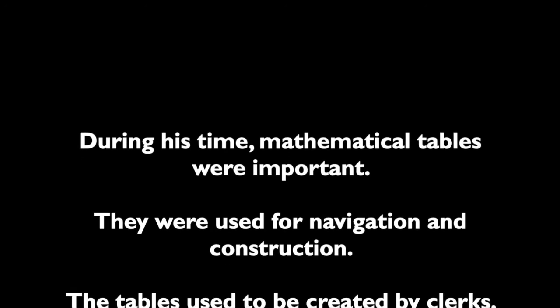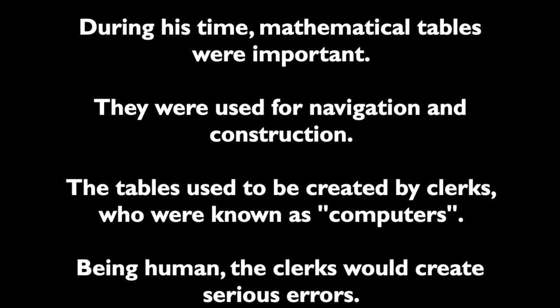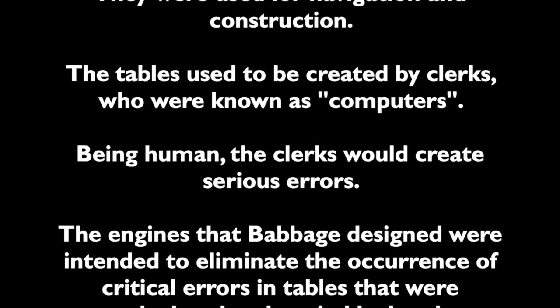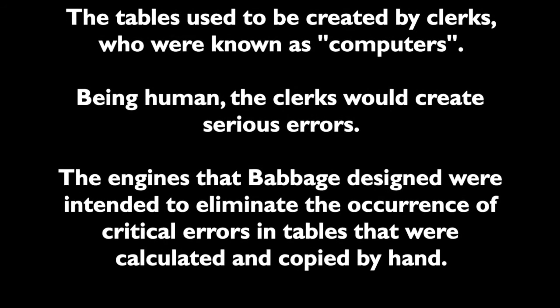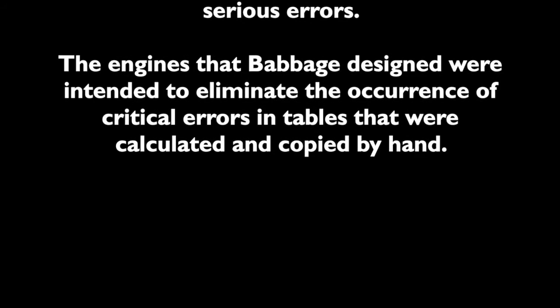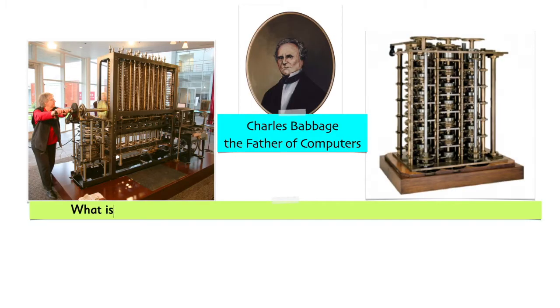During his time, mathematical tables were important. They were used for navigation and construction. The tables used to be created by clerks, who were known as computers. Being human, the clerks would create serious errors. The engines that Babbage designed were intended to eliminate the occurrence of critical errors in tables that were calculated and copied by hand. What is the difference between the difference engine and the analytical engine?